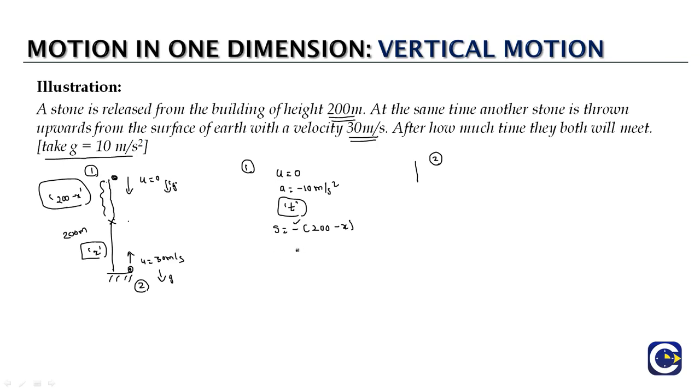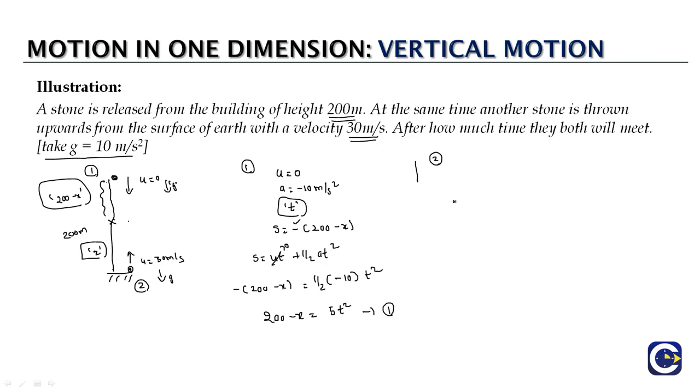Now when we use the equation s is equal to ut plus half at square, what we'll have is minus of 200 minus x is equal to, u is 0, so this term will become 0, half into minus 10 into t square. So we can cancel the minus on both sides, and what we'll have is 200 minus x is equal to 5t square. Let us keep it as equation 1.